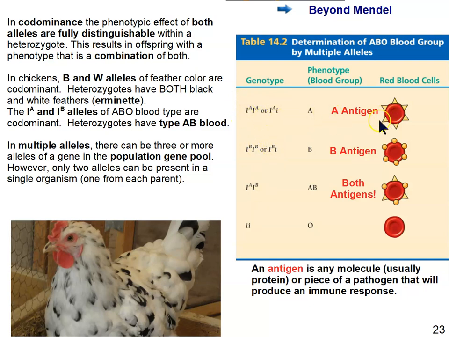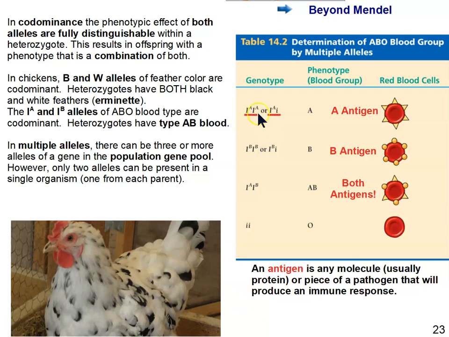So there are two ways to have type A blood. You can be either homozygous A or heterozygous A. But there are only two alleles in either of these genotypes. You can be homozygous B or heterozygous B. And you can be heterozygous AB, codominance, and then to have type O blood, you have to be homozygous recessive, just like always. But there are these three alleles in the human gene pool that produce type A, B, and O blood.